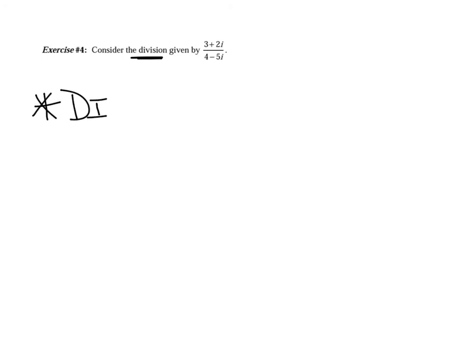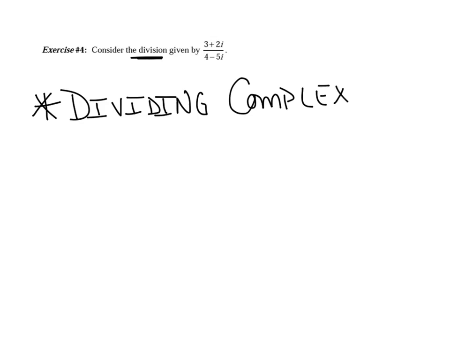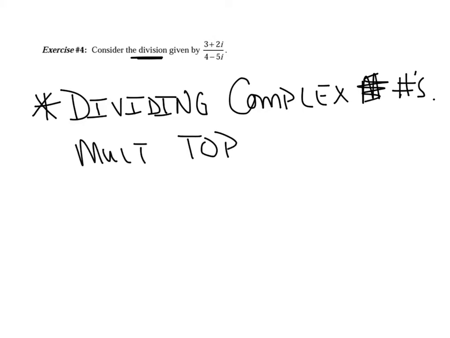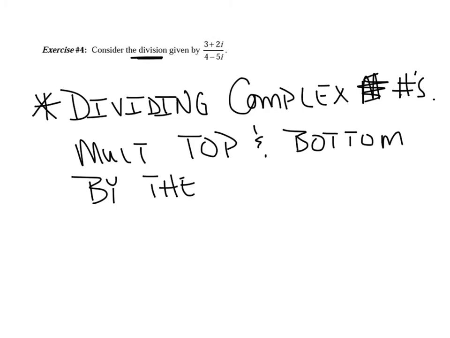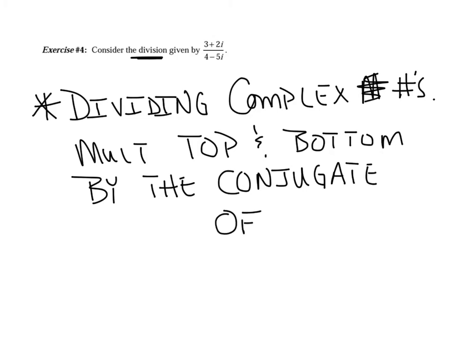When we are dividing complex numbers, we are going to multiply the top, known as the numerator, and the bottom, known as the denominator, by the conjugate of the denominator. Make sure we know it's the conjugate of the denominator and not the numerator. In a nutshell, that's everything you need to know about dividing complex numbers, and we're going to put that into action and see what that looks like.